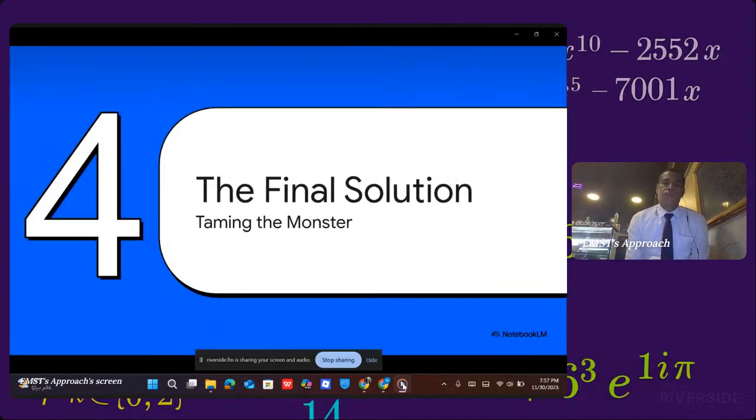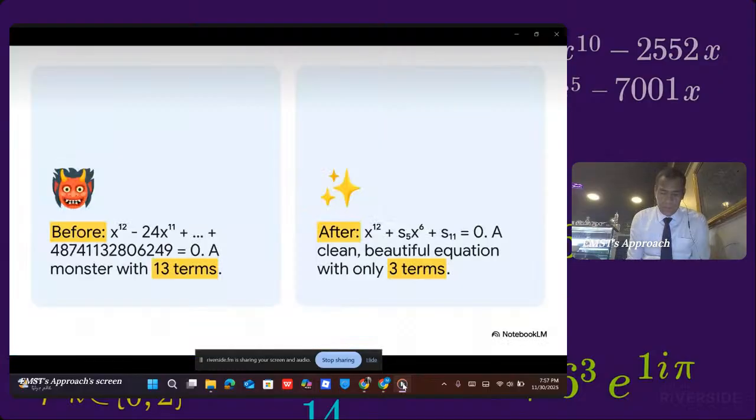So the big question is, what does all this actually do for us? I mean, it's a cool pattern for sure, but how does it help us solve that original problem? Well, it changes pretty much everything. See, the theorem lets us completely rewrite that original polynomial, but using these new S values instead. And since most of them are 0, they just disappear. Poof, gone. Just look at this transformation. Before, we had our monster with 13 terms. And after, we have this clean, elegant, beautiful equation with only 3 terms. The monster has officially been tamed.